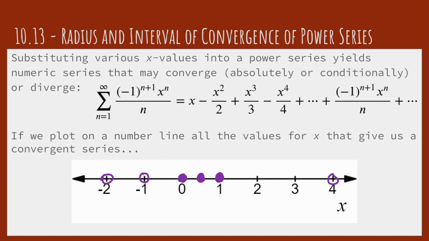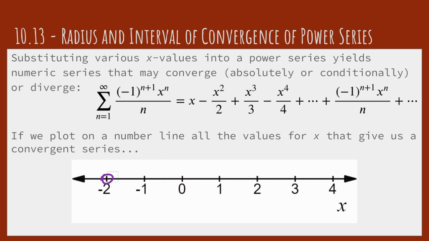If we plug in -3/4, that's going to converge. And if we plug in 1.5, that's going to diverge. If we plug in 1.00000001, that's going to diverge. And it turns out that we get convergent series on a particular interval.